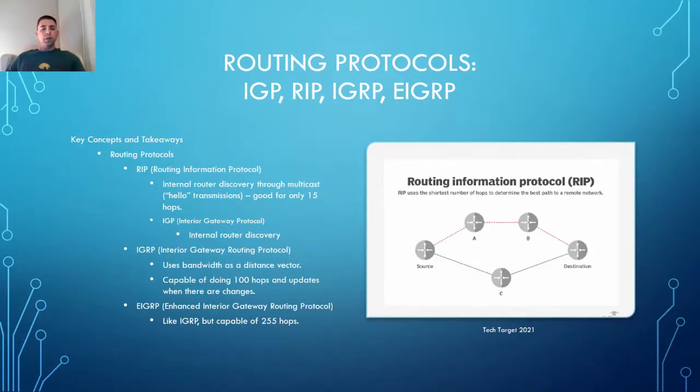Some of the routing protocols are RIP, IGRP, and EIGRP. RIP uses the IGP, or Interior Gateway Protocol, for routing traffic. But RIP is an old protocol. Again, it uses hello packets that discover the network, but it's only good for about 15 hops, so it can only find 15 devices out there around it per route, versus, let's say, IGRP, which can discover 100 hops, and EIGRP, the Enhanced Interior Gateway Routing Protocol, which can go up to 255.